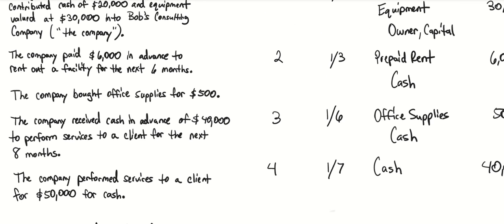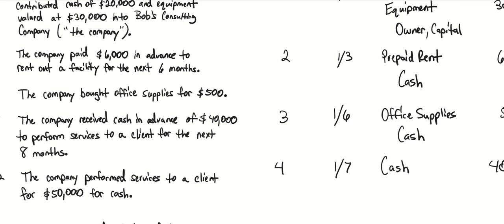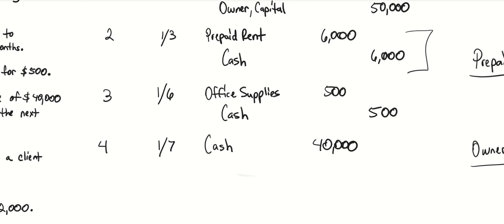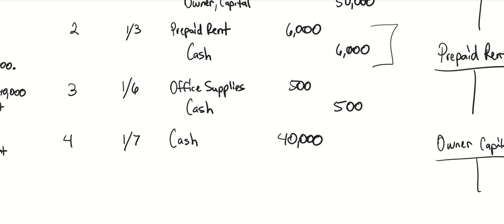Okay, so if we go back up here to the scenario, this is cash that was received in advance for $40,000 to perform services to a client in the next 8 months, so in the future. So this cash that was received, the account that's going to be affected from the cash that was received in advance is going to be unearned revenue. Okay, that's going to be credited for $40,000.